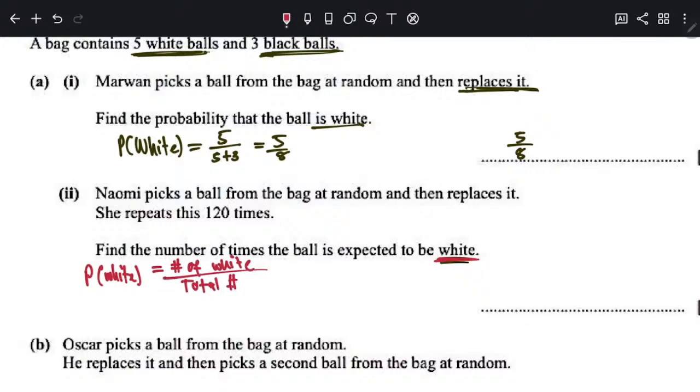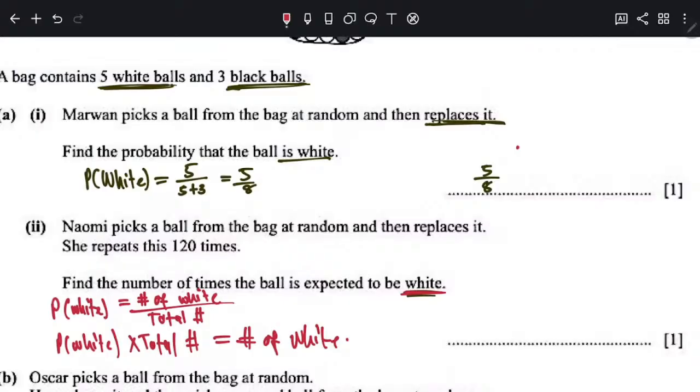So we'll take total number to the other side. You'd have probability of whites multiplied by the total number of things. This will give you the number of whites. You now see, what is the probability of white? You have it, 5 over 8. Times what's the total? They'll always give you the total. 120. So 5 over 8 times 120. This gives the number of whites.